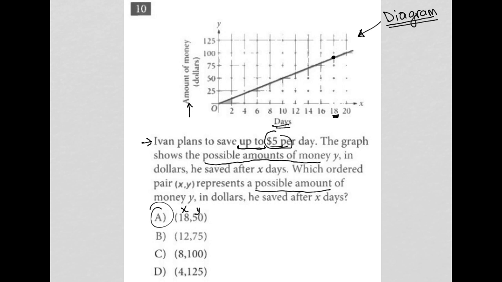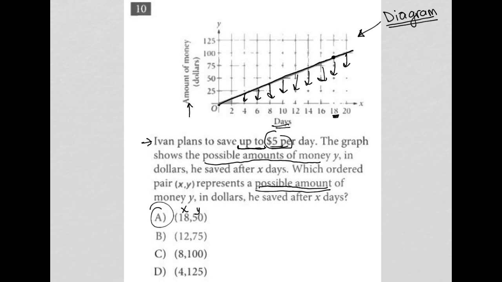It is actually possible because the question says he saves up to $5 per day, which means he could have saved less. So I think this line represents the maximum amount that he could have saved on each of these days, but it could be lower in each of these cases. The amount actually saved could be lower than what the line shows, right? I think that's why they're using the words possible amount. So I like answer choice A.